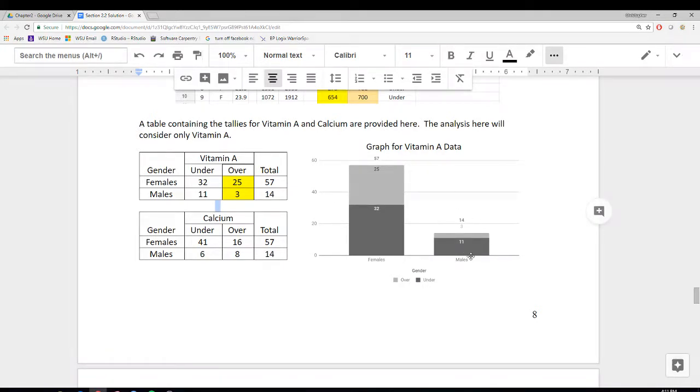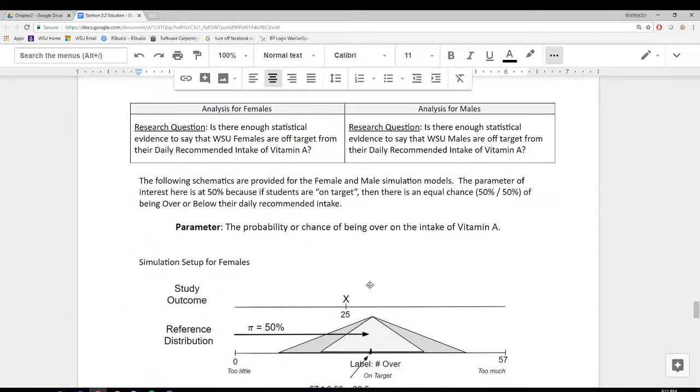Okay, so there's something very different going on here with the males than what we're seeing with the females. Let's go ahead and proceed with the schematics that we would use for this investigation. Let us first consider the analysis for females. The research question there: is there enough statistical evidence to say that WSU females are off target from their daily recommended intake for vitamin A? We want to know whether or not they're off target, or are they getting an appropriate amount?